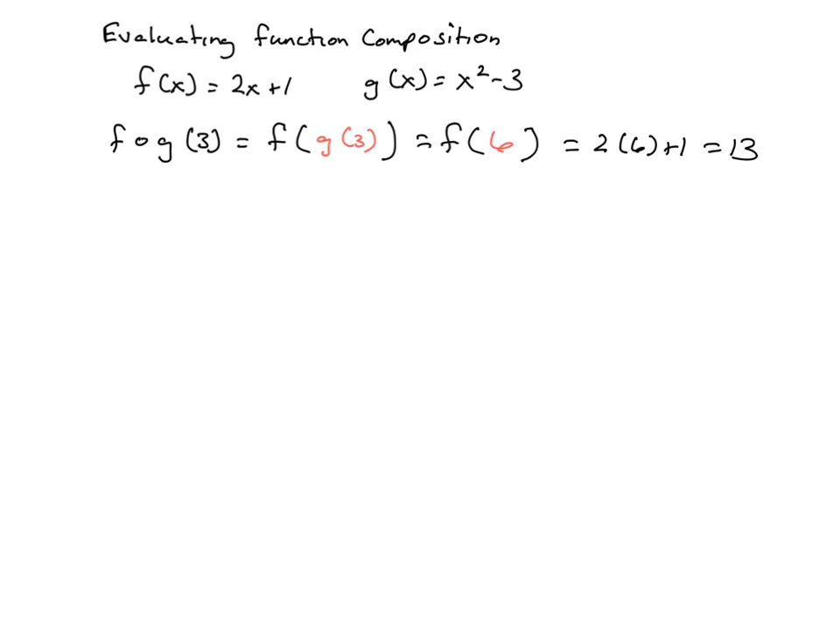The key part is to recognize that when you see this notation, the 3 is the value going into the inside function. That's the number you put in for the variable in the inside function. Whatever result you get after putting 3 in for the variable is what goes into the outside function. So g of 3 came out to be 9 minus 3, which was 6, and f of g of 3 was equal to f of 6, which came out to be 13.